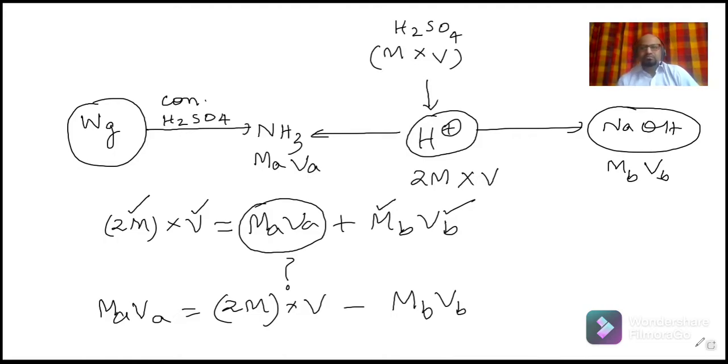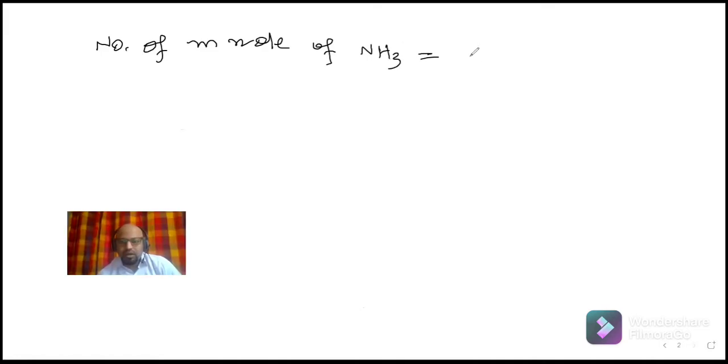Now the number of millimoles of ammonia now is equal to 2m into V minus MbVb. Okay.